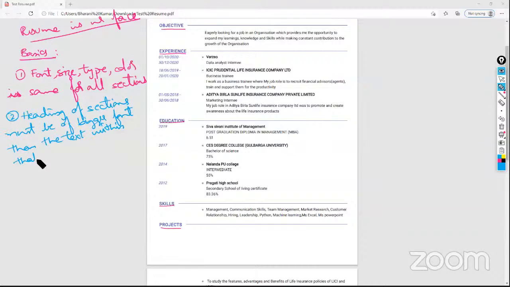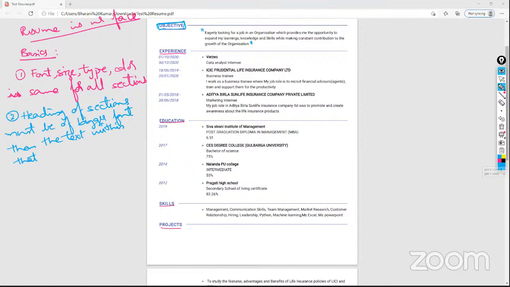What do I mean by this? What if this section heading and this text are in the same font? It doesn't look good at all. So that's very important. For that case, I've just randomly picked up this resume, from one of the persons who applied. It's a pretty good resume, but there are a few things that we should take care of. And what are those things?